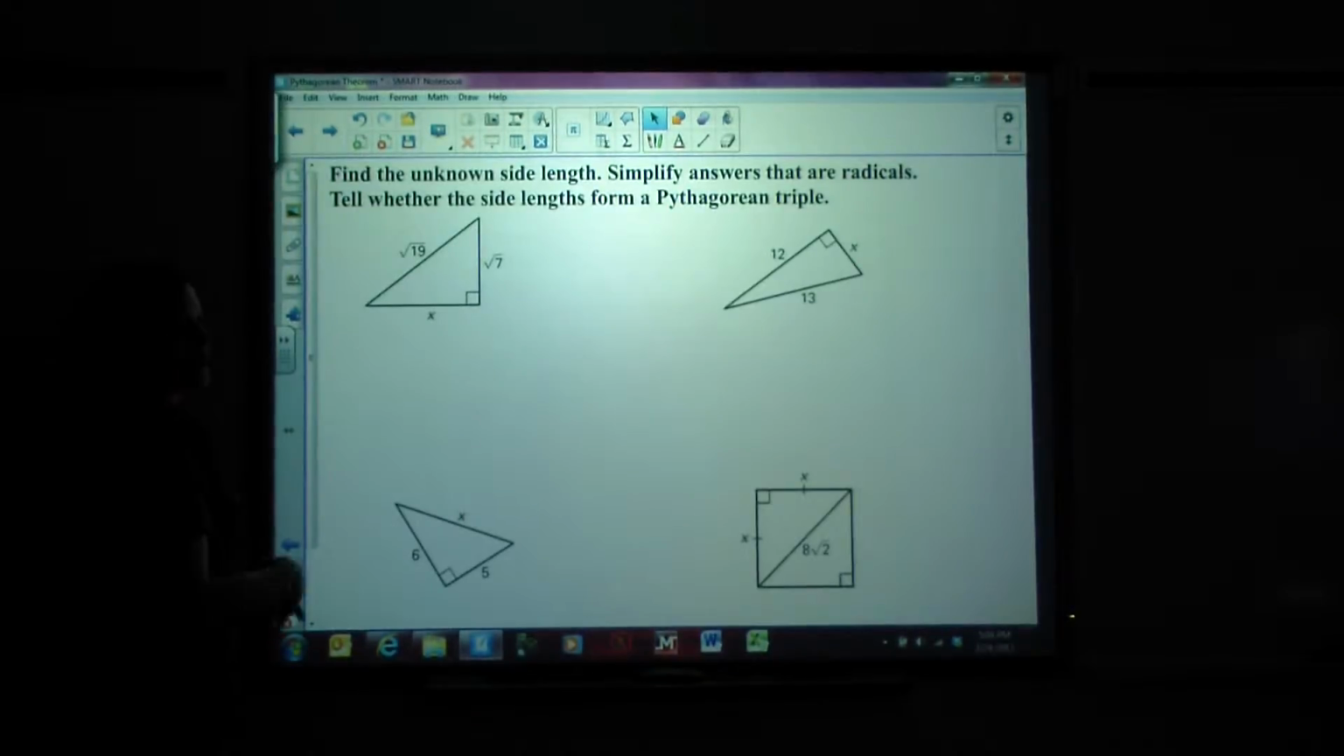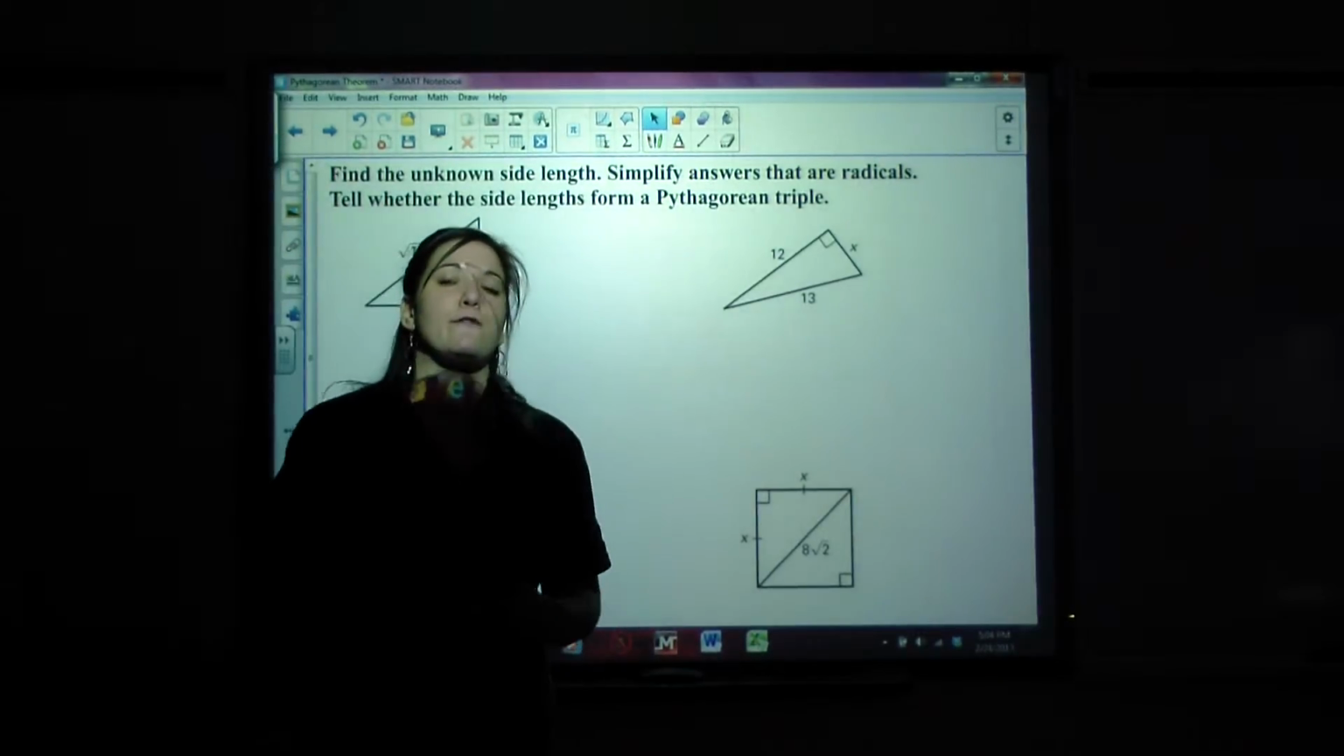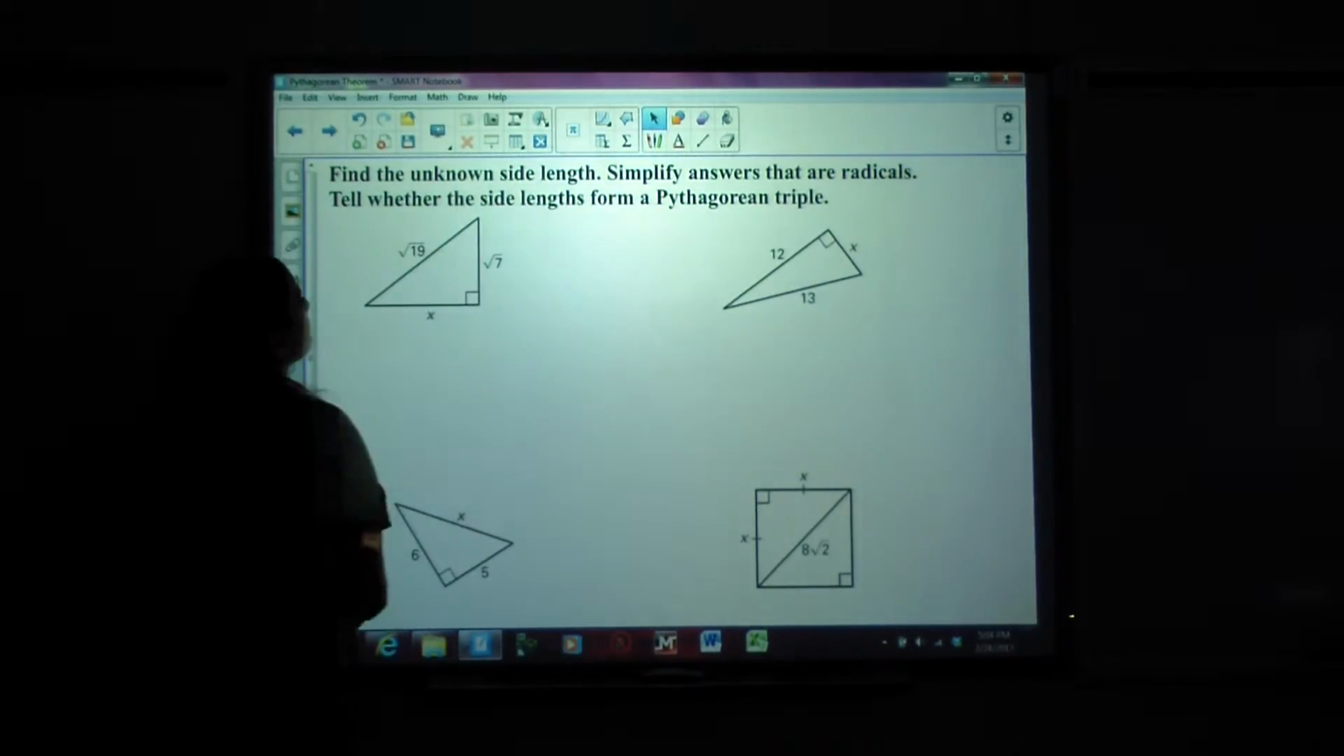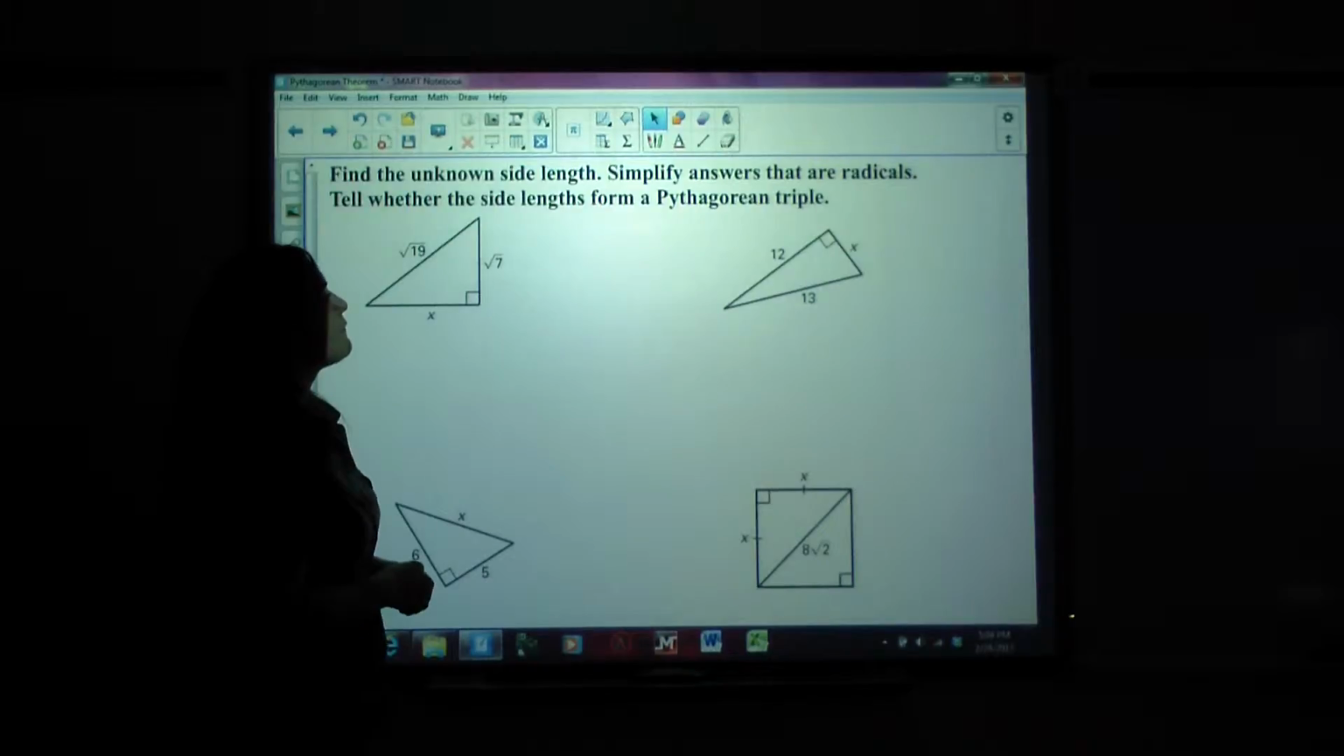So, here we go. Let's try using the Pythagorean Theorem a few times, making sure we understand how to use it. The directions say find the unknown side length, simplify answers that are radicals, and tell whether the side lengths form a Pythagorean triple.